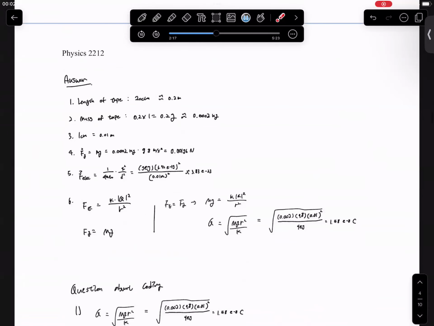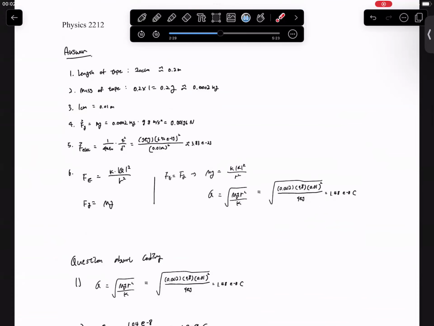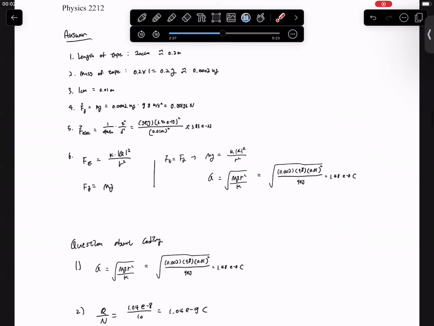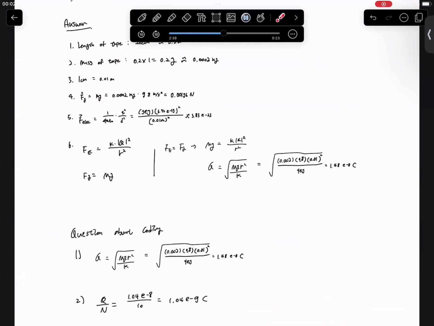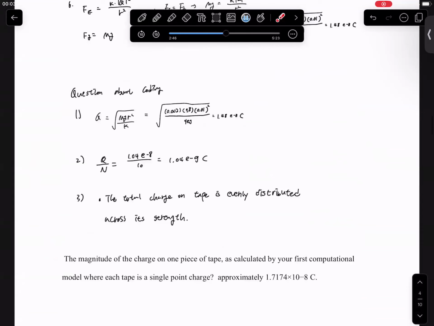The length of the tape was 20 centimeters, its mass was 0.2 gram, and the distance between tape B and A was 1 centimeter. The force of gravity was 0.00196 Newton, and the electrostatic force was 3.83 e to the negative 23 Coulomb. Here are the magnitudes of the charges. For the single charge it was 1.48 e to the negative 8 Coulomb, and for the line charge it was 1.04 e to the negative 9 Coulomb.